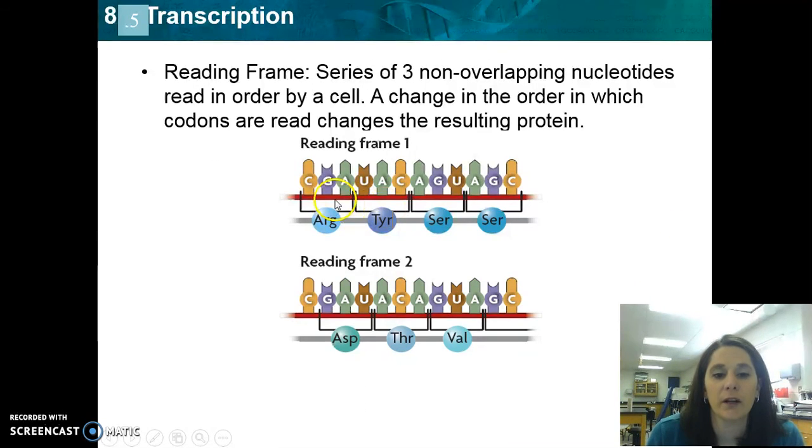The reading frame is the series of 3 non-overlapping nucleotides that are read in order to create our amino acids. So our reading frame here would create the first amino acid, this one would create the second amino acid, this one would create the third amino acid, this one would create the fourth amino acid.